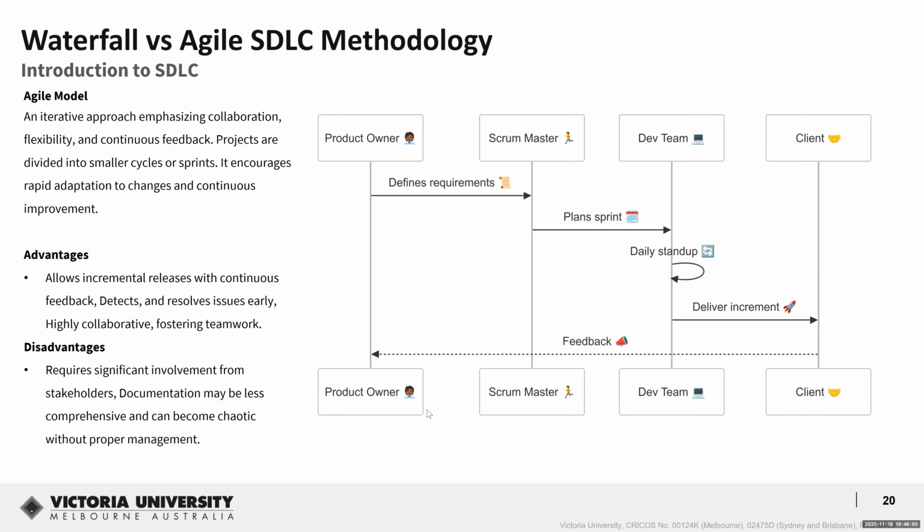The disadvantage, it requires significant involvement from different stakeholders. So as you see, the dev team, operation team, product owner, product developer, they all need to be in dynamic and constant communication. Probably they are not able to go through a formal process of documentation. As you see, documentation may be less comprehensive and can become chaotic without proper management. So there should be good management of the agile approach.